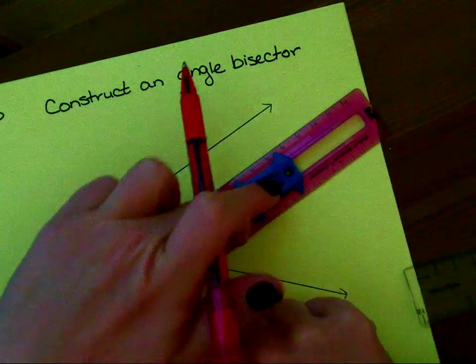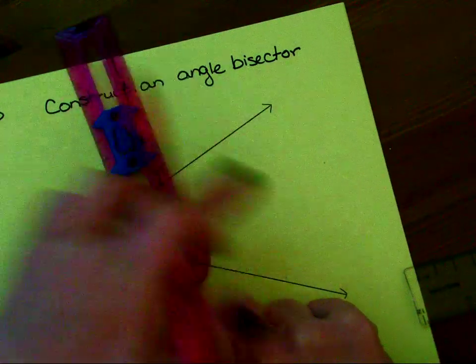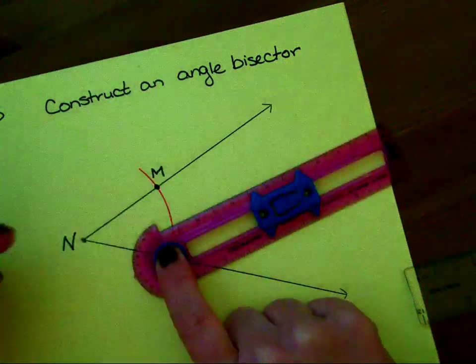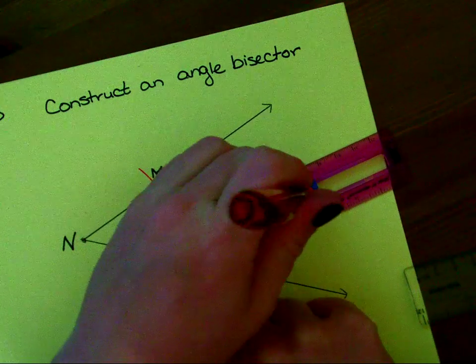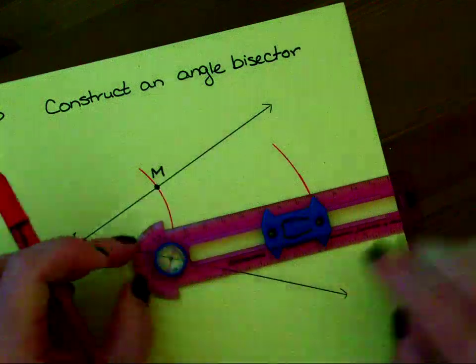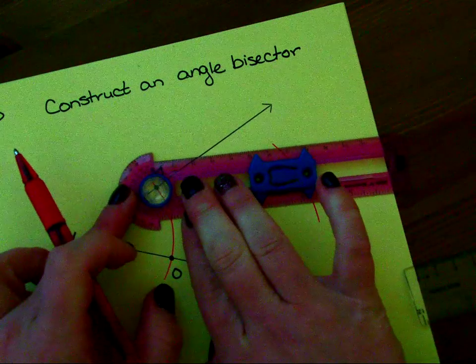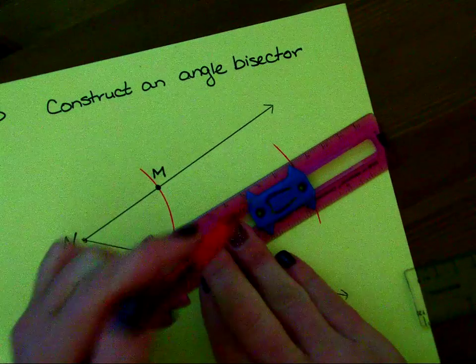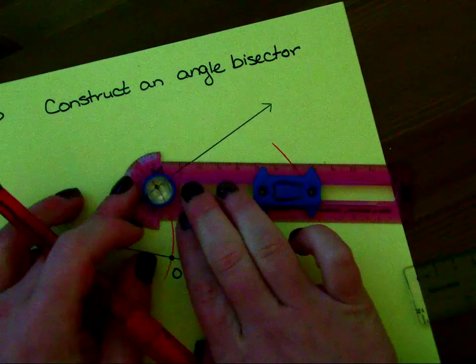And you can, again, open or close. It just means you're going to make a swipe up in this section over here. So I open my compass a little bit, and I'm just going to make a little swipe up here. I'm now going to move my compass over to M. Notice I use the outside hole this time.